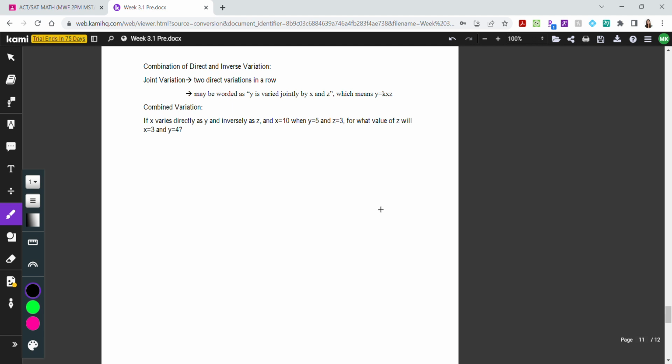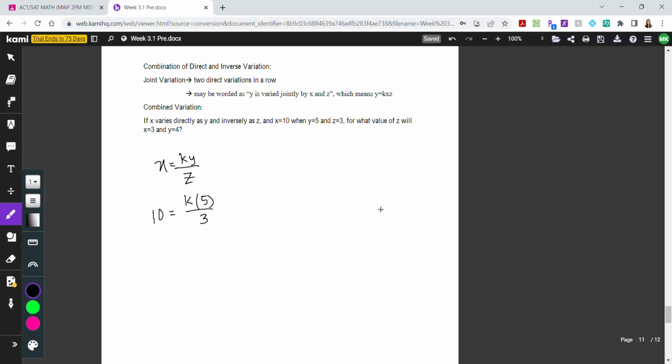Now, combined variation would have both direct and inverse variation in one equation. So how this will look is, if x varies directly as y and inversely as z, right? That means your equation is going to look like this. And x is 10 when y is 5 and z is 3. For what value of z will x equal 3 and y equal 4?